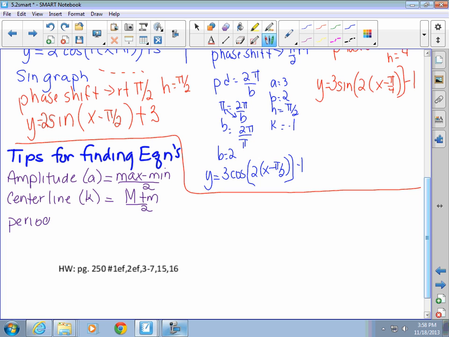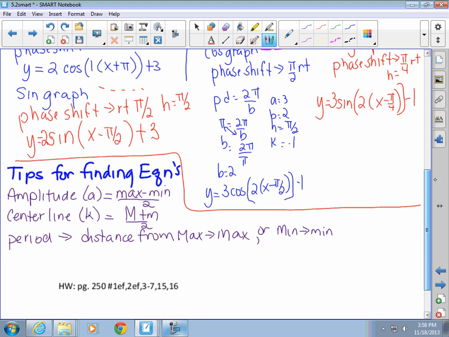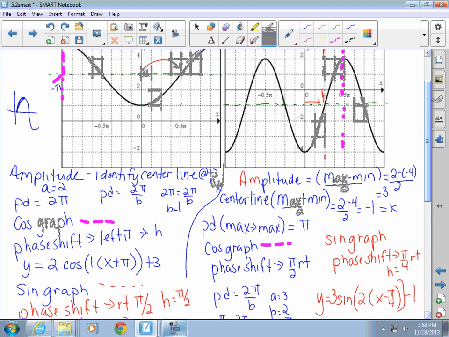The period, the easiest way to find that is just to count the distance from your max to max, or minimum to minimum. And it's okay to do the zeros, but you have to be careful that when you're doing your zeros, like in here, that you don't say, okay, I had a 0 from here to here, so that means for the sine graph it's a distance of pi. That's where you don't want to do your zeros, because your zeros are actually where it crosses 3 times. So that wouldn't have been a distance of pi, that would be a distance of half a pi. Okay?